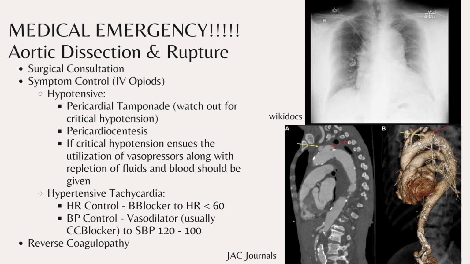And then for blood pressure control, the usual number one course of treatment is a calcium channel blocker, or we can use a vasodilator to keep the systolic blood pressure between 120 and 100 millimeters of mercury. Keeping the heart rate low and the blood pressure on the lower side of normal will prevent the aorta from further dissecting and further leaking out blood.